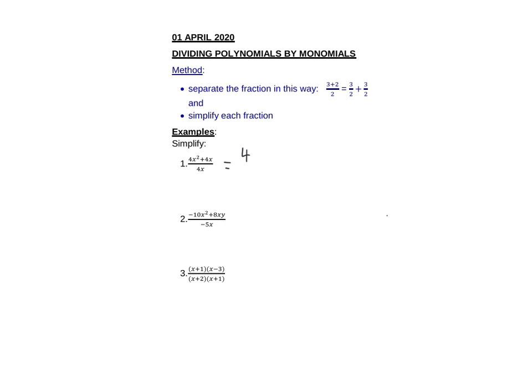We would first separate by saying 4x squared is divided by 4x, as well as 4x, the second term in the numerator, is divided by 4x. And then you just simplify each of these fractions. And so that becomes 4 divided by 4 is 1. And then x squared divided by x, we subtract the exponents of the variables, remember? So that's x to the power of 1.